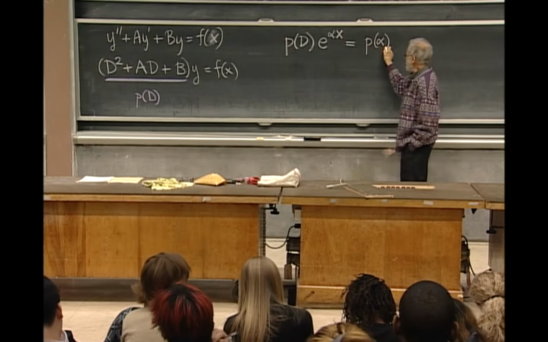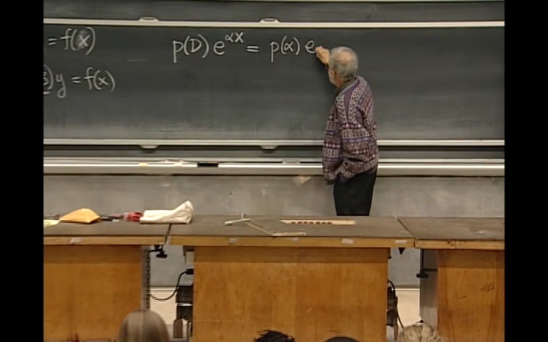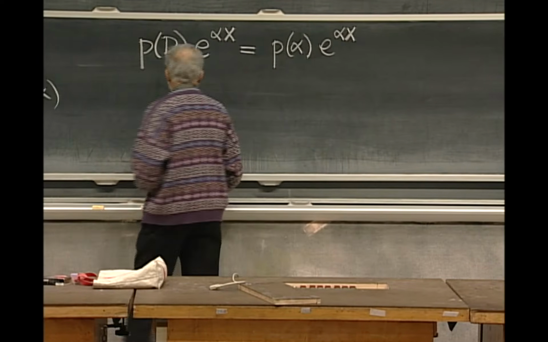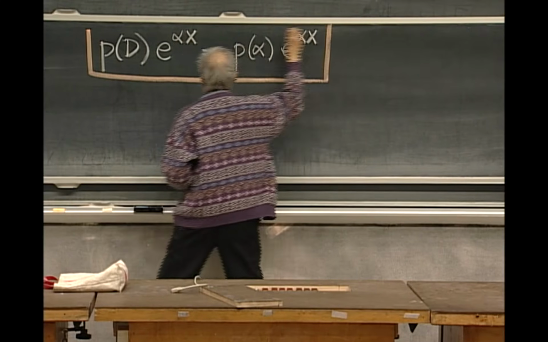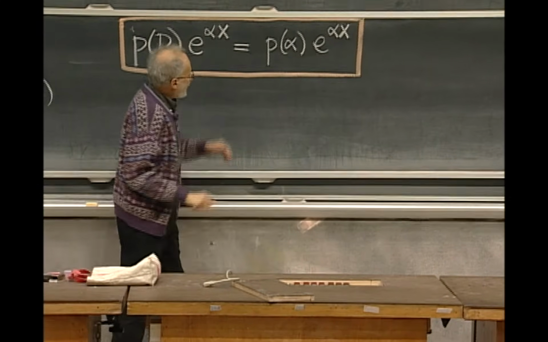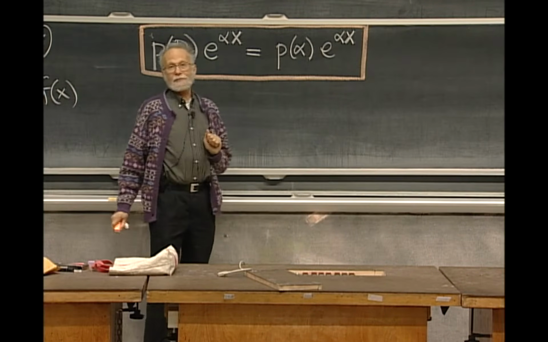And what is this? This is now just an ordinary complex number. And multiply that by what you started with, e to the alpha x. So that's a basic formula. It's called in the notes the substitution rule, because the heart of it is you substitute for the D, you substitute alpha.